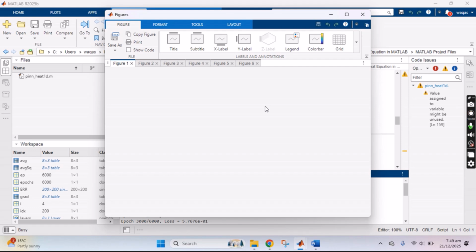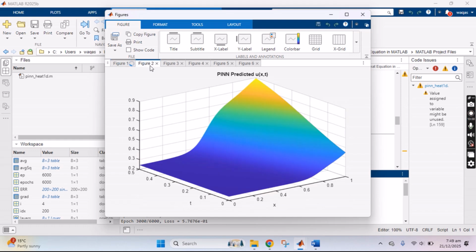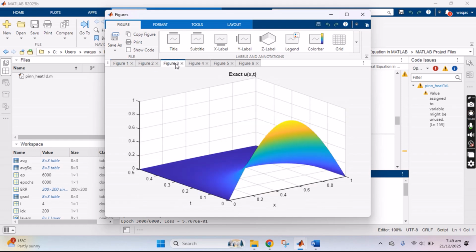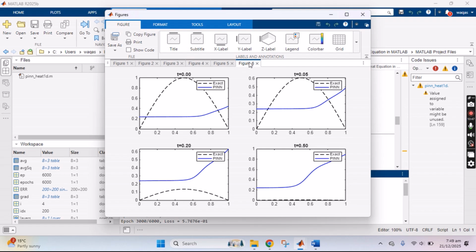These are the MATLAB results generated: the training loss, PINN predicted, exact solution 3D surface, absolute error, heat map error, and the output results for the PINN prediction as well. If you need to ask anything, just ask me and I will answer your questions. Thank you.